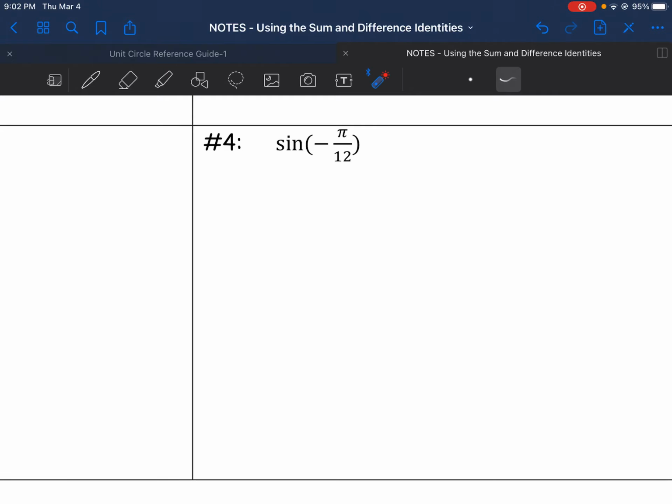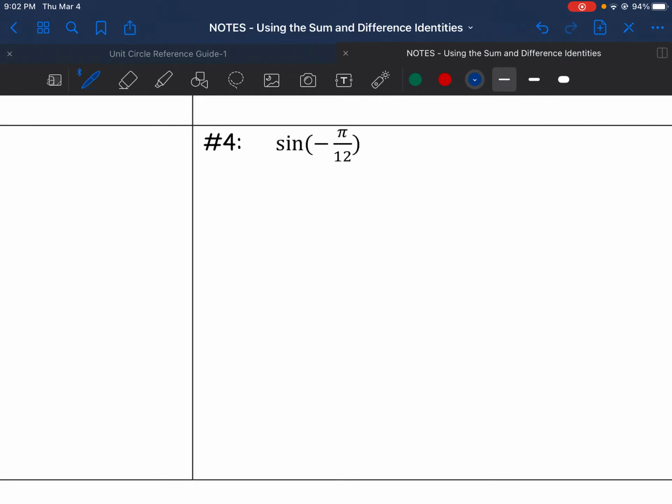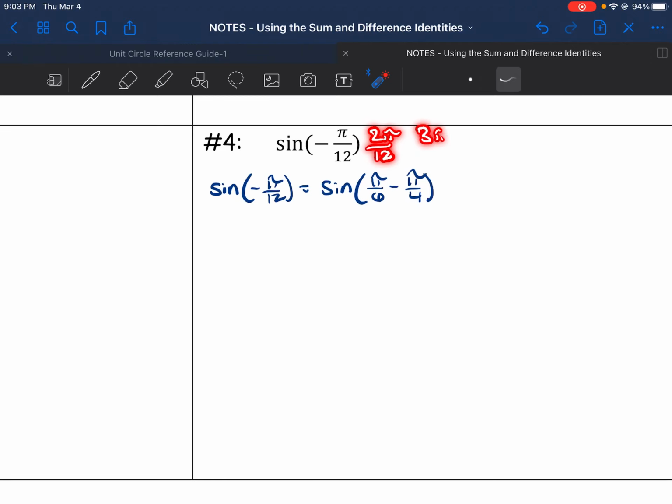So I want to find two angles that, if I add or subtract, in this case subtraction, are going to give me negative pi over 12. So what if I take 2 pi over 12 and subtract 3 pi over 12? That's the first one that I notice, because 2 pi over 12 minus 3 pi over 12 is going to be negative pi over 12. Well, 2 pi over 12 is pi over 6, 3 pi over 12 is pi over 4, so I'm going to convert this to the sine. So sine of negative pi over 12 is going to equal the sine of pi over 6 minus pi over 4. Again, that's because pi over 6 is 2 pi over 12, pi over 4 is 3 pi over 12, and if I were to subtract them, I would get negative pi over 12. So pi over 6 is our alpha, pi over 4 is our beta.